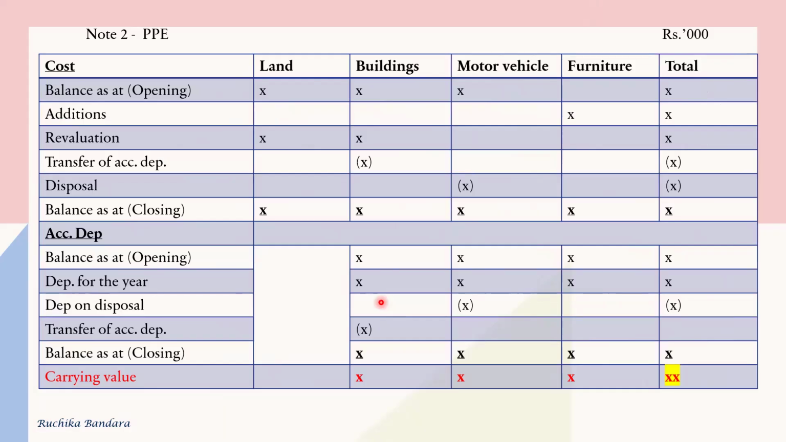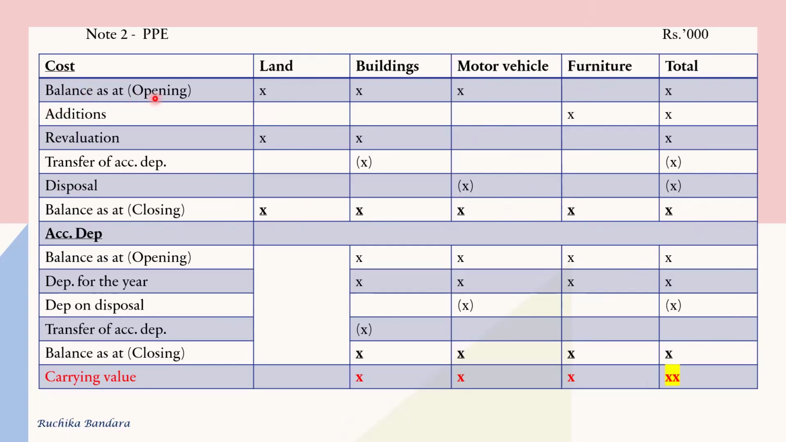For the property, plant and equipment note, it's a different note. So here I have taken the possible entries only. In a question, just like I said previously, if there are no such entries, no need to write. So here I have taken land, buildings, motor vehicle, furniture, and total. Here also the same thing for the total column, get the horizontal additions. Under cost, these are the possible entries that you can have. In a question, if there's no addition, no need to write that entry.